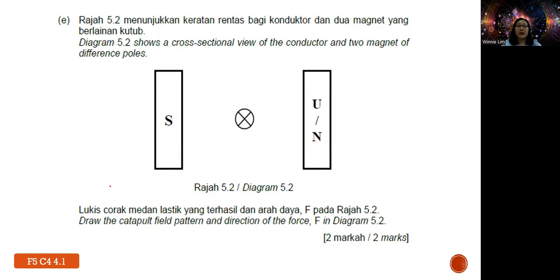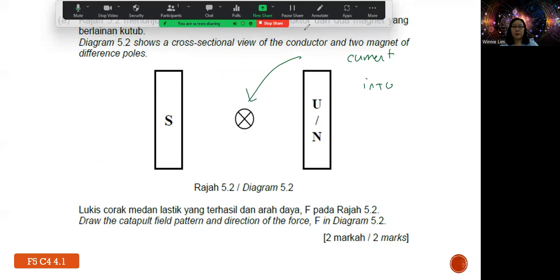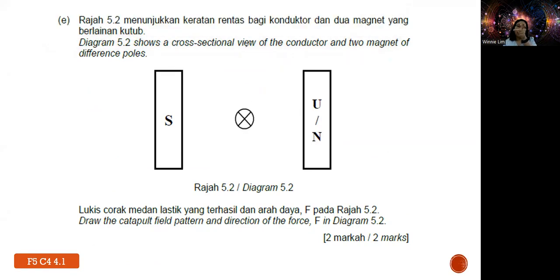Okay, moving on. So this is a cross-section view of the conductor and two magnets with different poles. Okay, so basically, this cross means the current will move into the page. Okay, so basically, how do you complete the catapult field? You can apply your Fleming left-hand rule. Okay, let's say you don't know how to use it. So basically, first, you make sure you use the correct hand, left hand. Then this thumb is force.